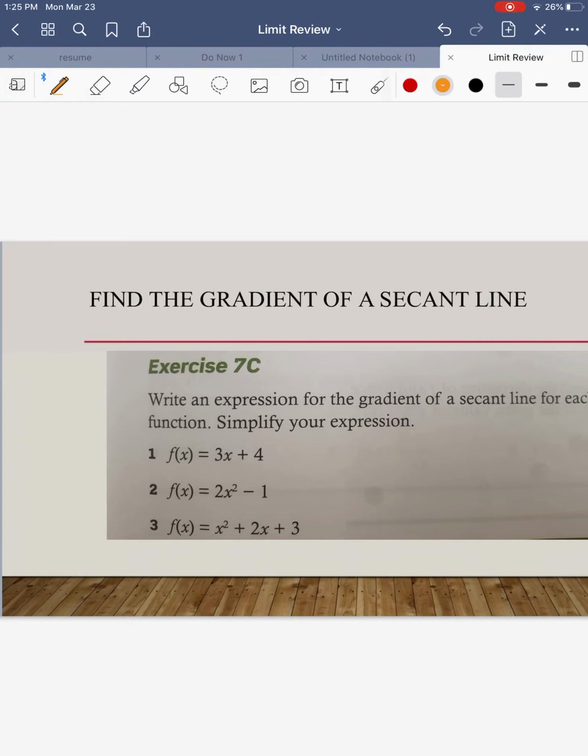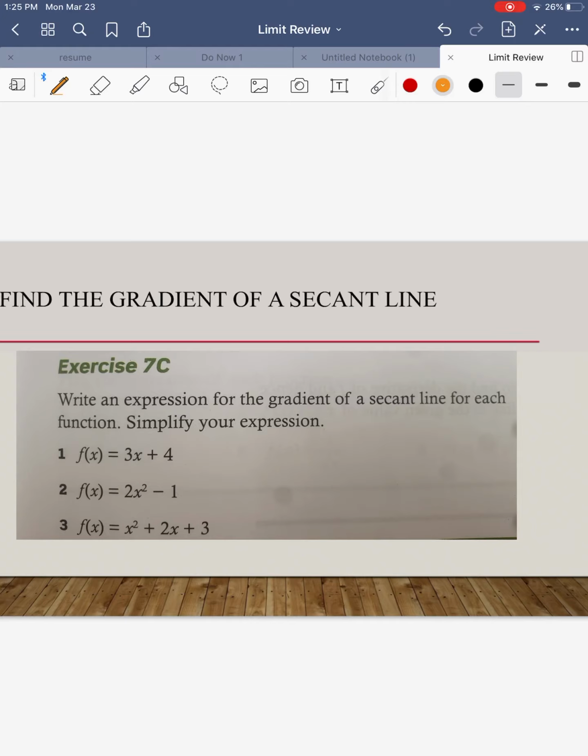Okay. So it says, write an expression for the gradient of a single line for each of the functions. Simplify your expression. So we're going to use our equation, f of x plus h minus f of x over h as the limit of h approaches 0. And remember, h cannot be 0 because we cannot divide by 0. So we have to work it out to find the limit.